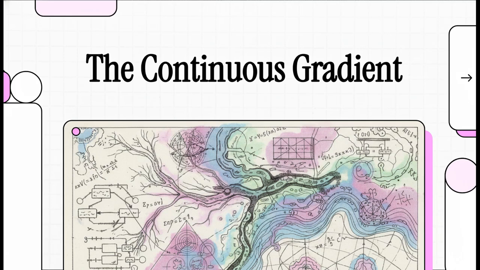Today we are diving into a totally fascinating derivation that completely rebuilds how we understand existence, right down to the fundamental architecture of our world. We're going to be walking through a profoundly paradigm-shifting paper by R.W.H. Marr and Joe Thiel called The Continuous Gradient.